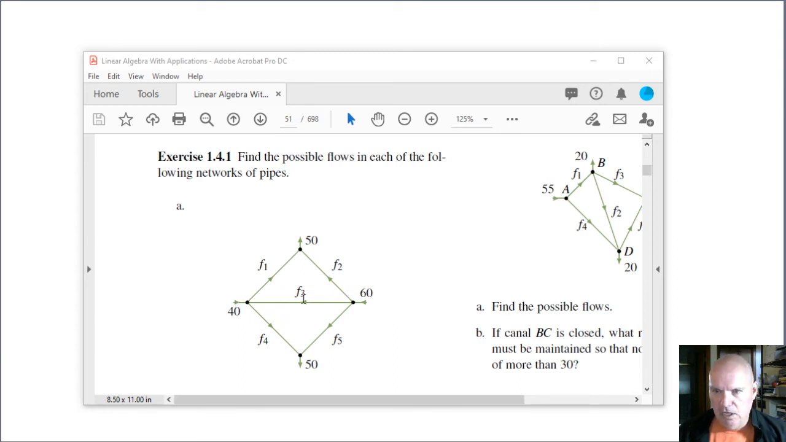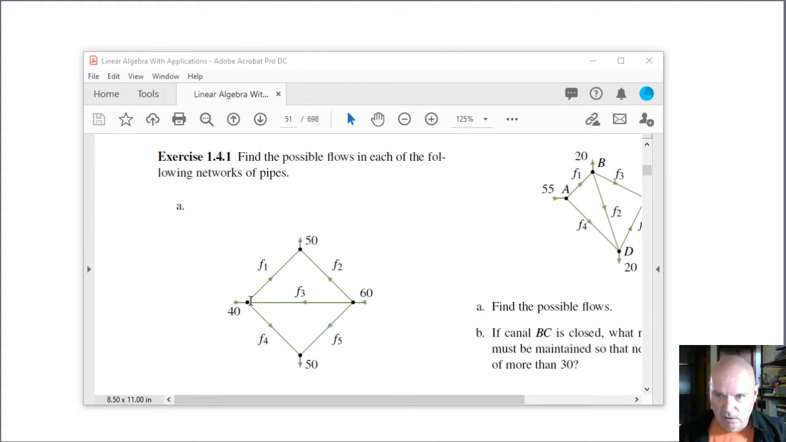40 plus 60, 100, let's say it's gallons per minute flowing into the network, and then exiting the network, we have 50 plus 50 or 100 gallons per minute also exiting the network of pipes. We're interested in finding the flow rate in each of the pipes, F1, F2, F3, F4, and F5. So what I'm going to do is at each of the nodes, each of the 4 junctions, I'm going to equate the entering and the leaving flow rates.